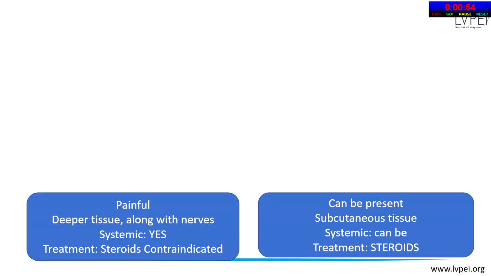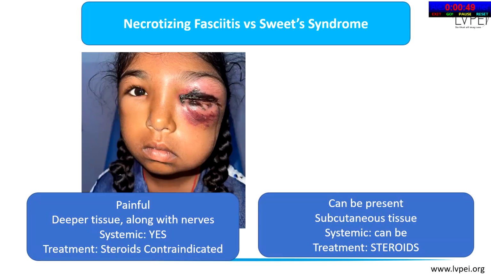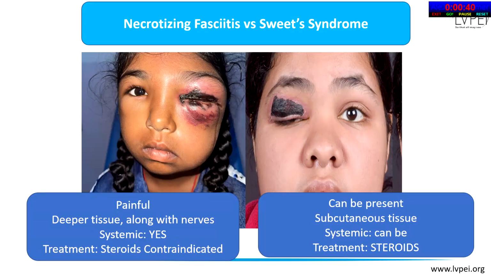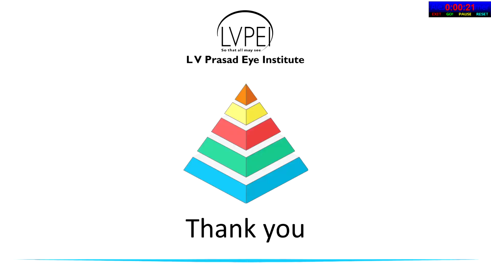and macrophages. So to differentiate the two cases, necrotizing versus Sweet syndrome: the necrotizing patient generally presents with painful, deeper tissue involvement, and most importantly systemic involvement, where steroids are contraindicated, whereas in Sweet's, steroid is the main treatment of choice. So the take-home message from my case is that it's a very close mimicker of necrotizing fasciitis, but to differentiate it, systemic involvement should be ruled out and inciting events should be confirmed, and the diagnosis can be confirmed with histopathology. Thank you.